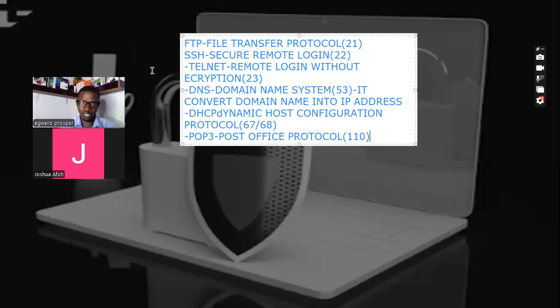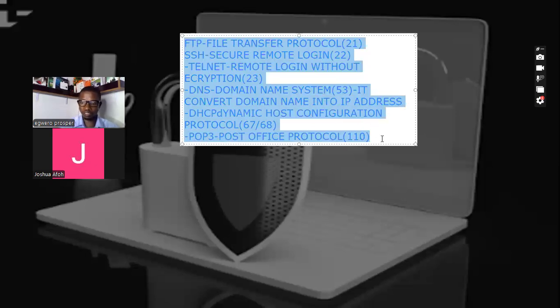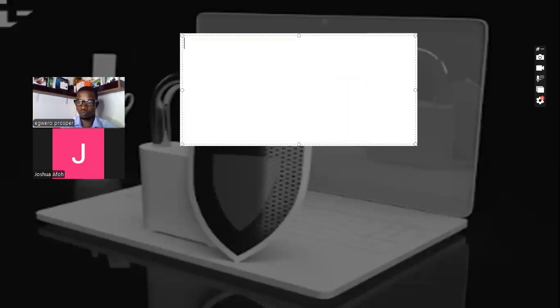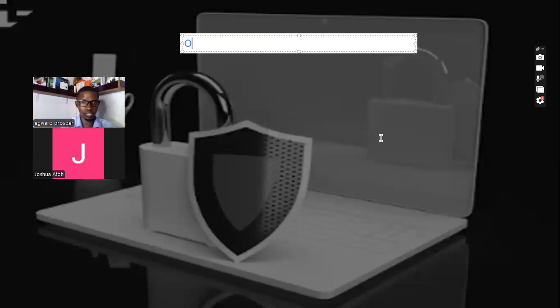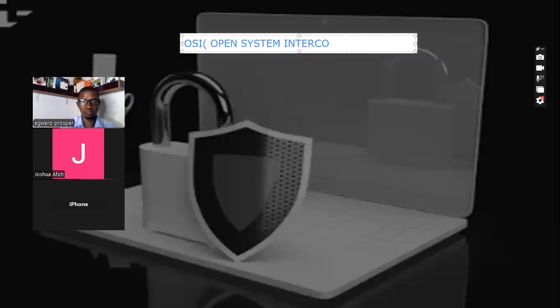So there's actually a concept that we need to understand. We have what we call OSI, which means Open System Interconnection. Open System Interconnection.